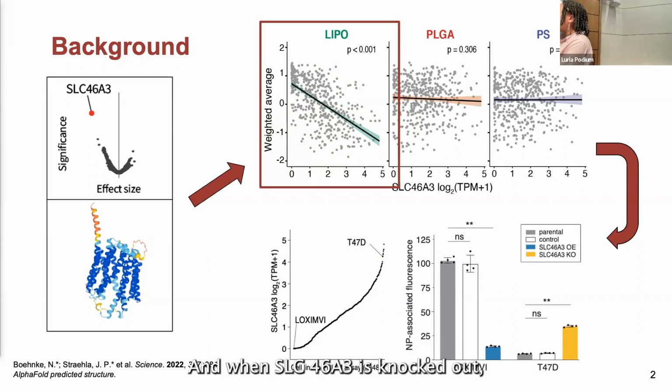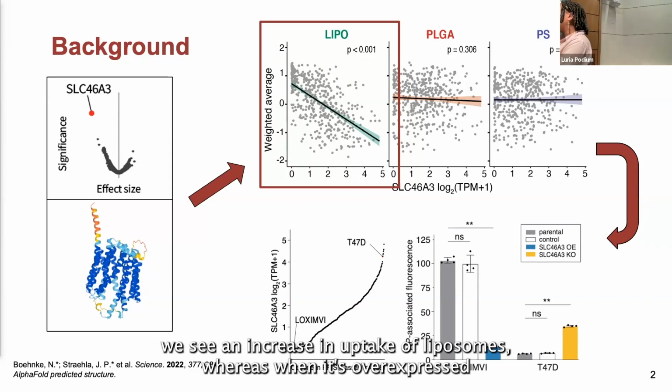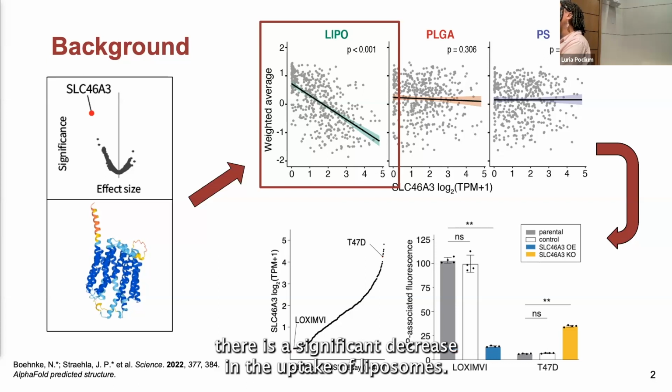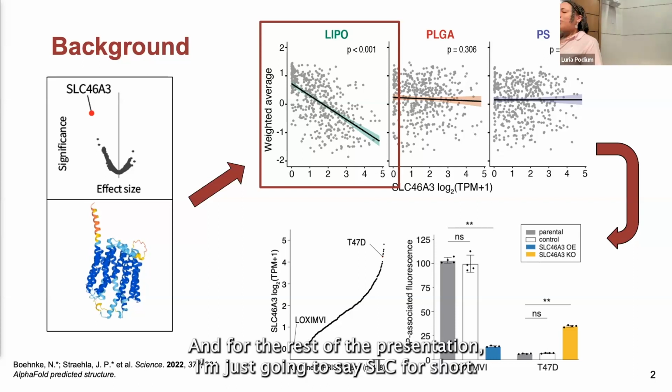And when SLC46A3 is knocked out, we see an increase in uptake of liposomes, whereas when it's overexpressed, there is a significant decrease in the uptake of liposomes. And for the rest of the presentation, I'm just going to say SLC for short.